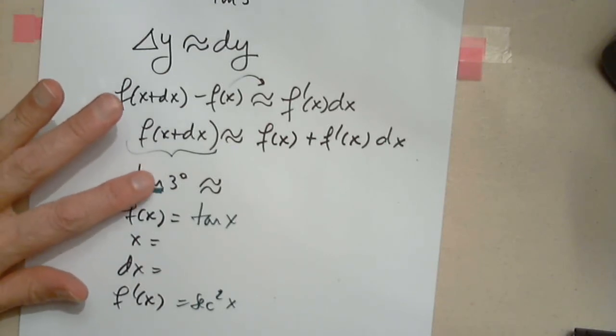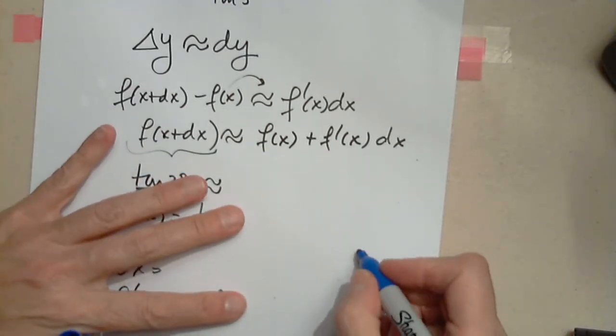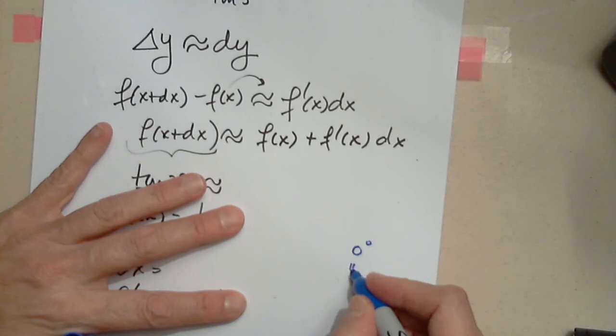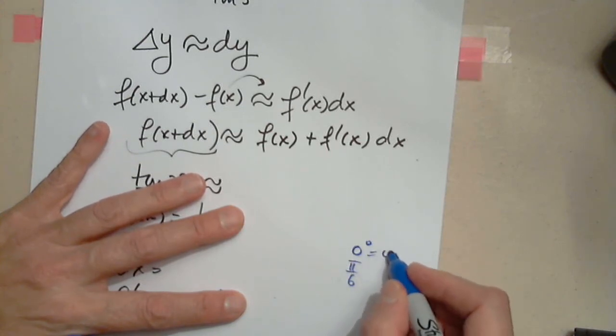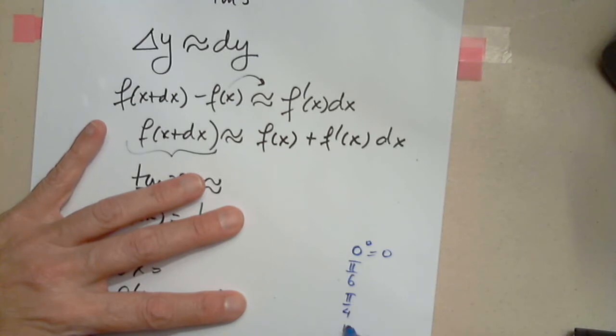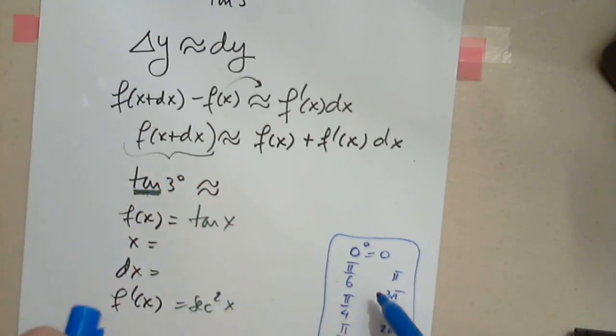And remember, when it comes to trig functions, that's all we know. 0 degrees, pi over 6, or 0 radians, pi over 6, pi over 4, pi over 3. We know pi, we know 3 pi over 2, and we know 2 pi. We do not know anything else. And combinations of these, but nothing else. So I need to identify x based on these angles. If you want in degrees, it's 0, 30, 45, 60, so on and so forth.